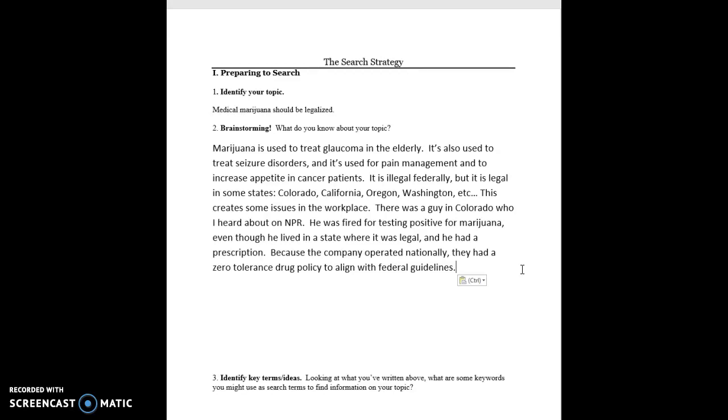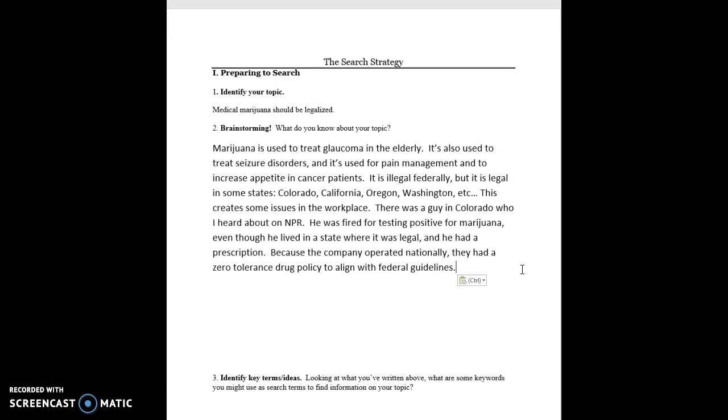It is illegal federally, but is legal in some states: Colorado, California, Oregon, Washington, etc. And this is becoming a trend of states legalizing this. This creates some issues in the workplace. There was a guy that I heard about on NPR who lives in Colorado. He was fired from his job for testing positive for marijuana, even though he lived in a state where it was legal and he had a prescription. But because the company operated nationally, they had a zero tolerance drug policy to align with federal guidelines.